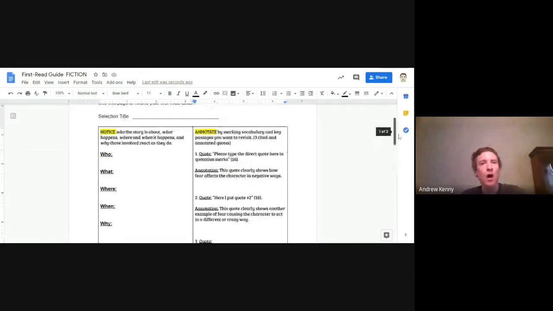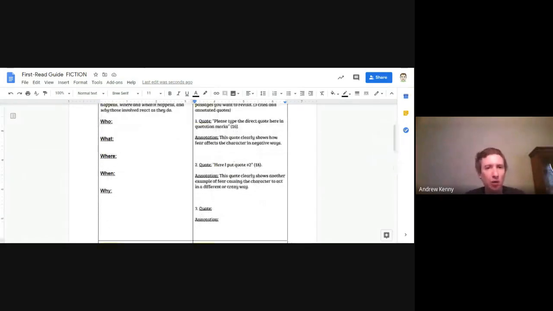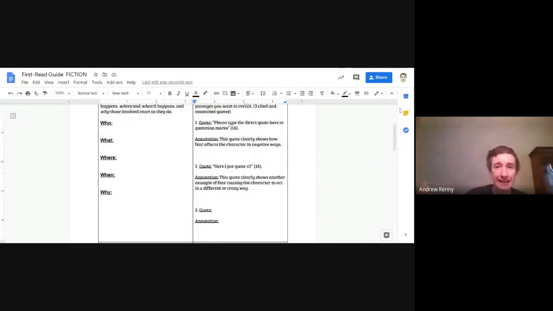So again, let's look at our 4 boxes, what you must do. Who, what, where, when, why. Give me 1 or 2 sentences explaining who is the story about, what's going on in the story, where it takes place, when it takes place, and why we are reading it. Top right, 3 annotations. Give me 3 quotes dealing with fear or showing that the character is afraid, and then explain those quotes. This quote clearly shows blank.